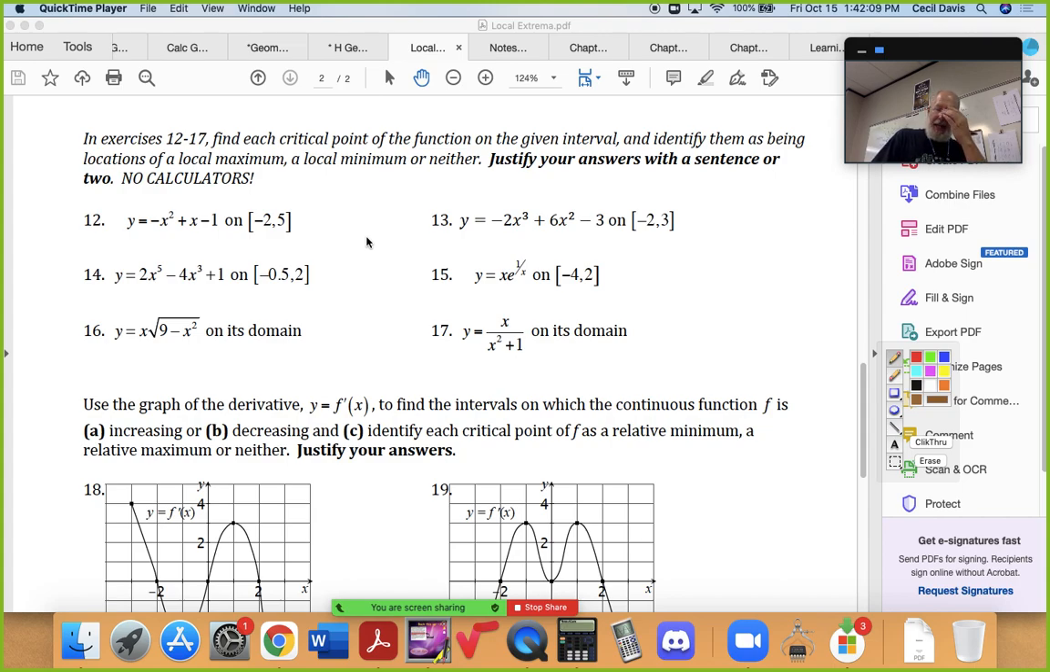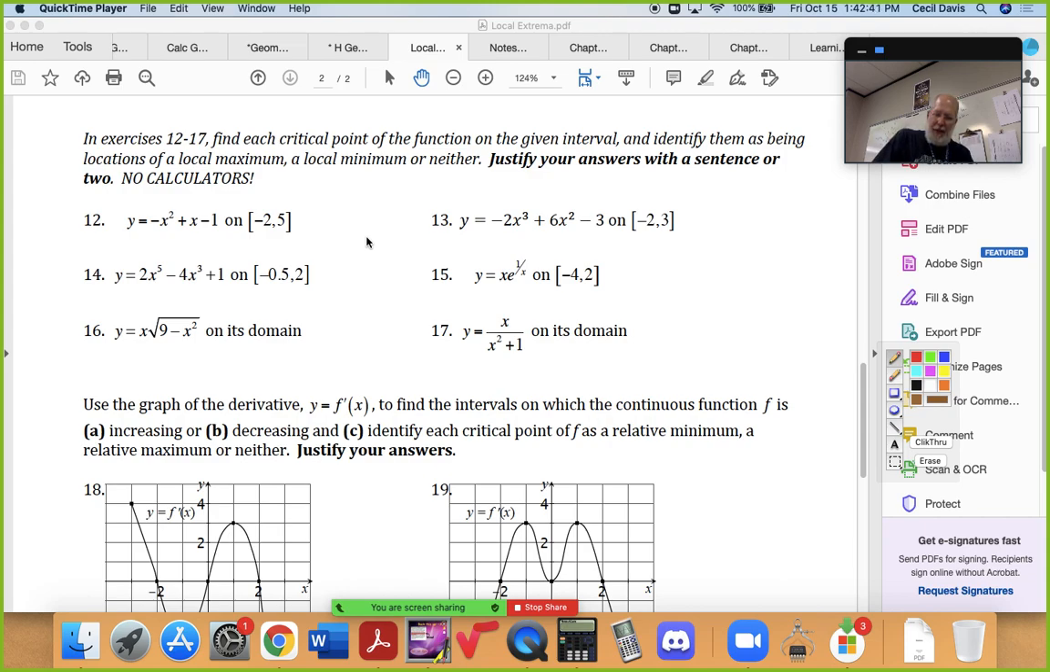Then for number 18, f is increasing on the closed interval from negative 3 to negative 2, and again on the closed interval from 0 to 2, because f prime is greater than 0 on the open interval from negative 3 to negative 2, and again on the open interval from 0 to 2.